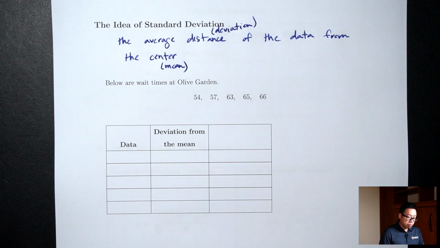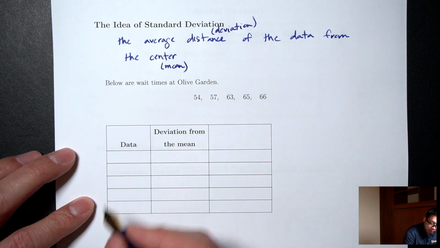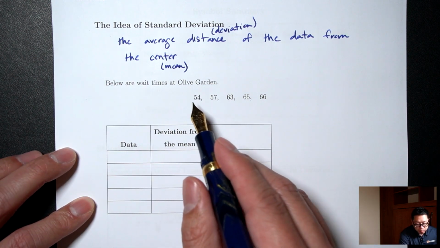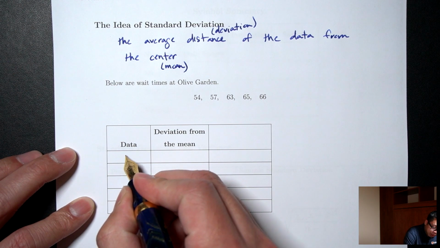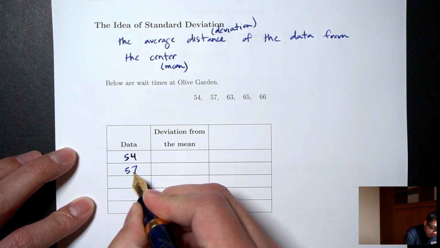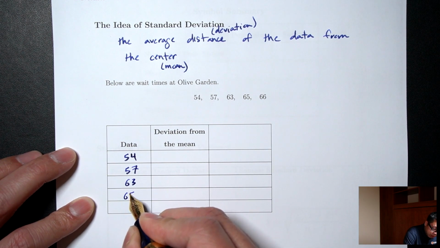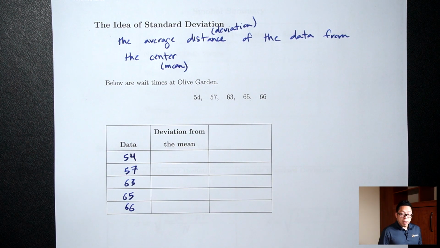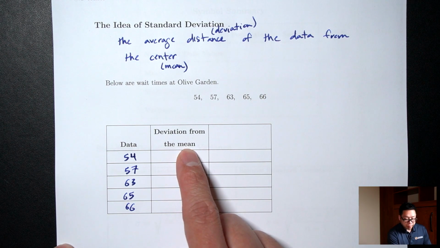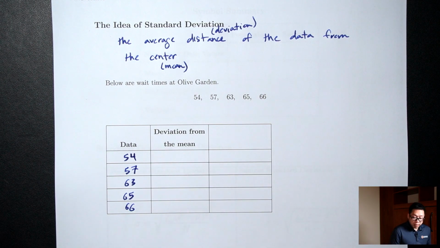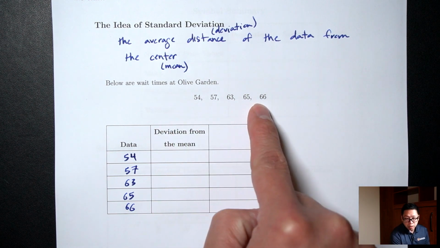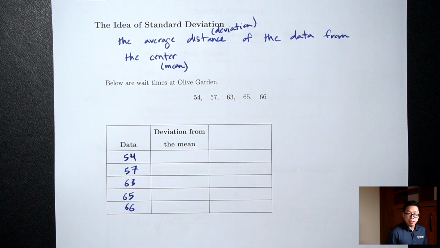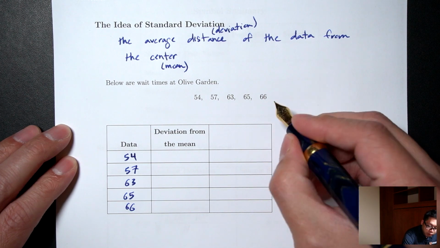First thing I'm going to do is list out all of my data. These are wait times at Olive Garden. My data is 54, 57, 63, 65, and 66. I want to find the distances from the center, or distances from the mean, which means I first need to know the mean. We know how to calculate the mean. All we need to do is add up the data values and then divide by however many data values we have.